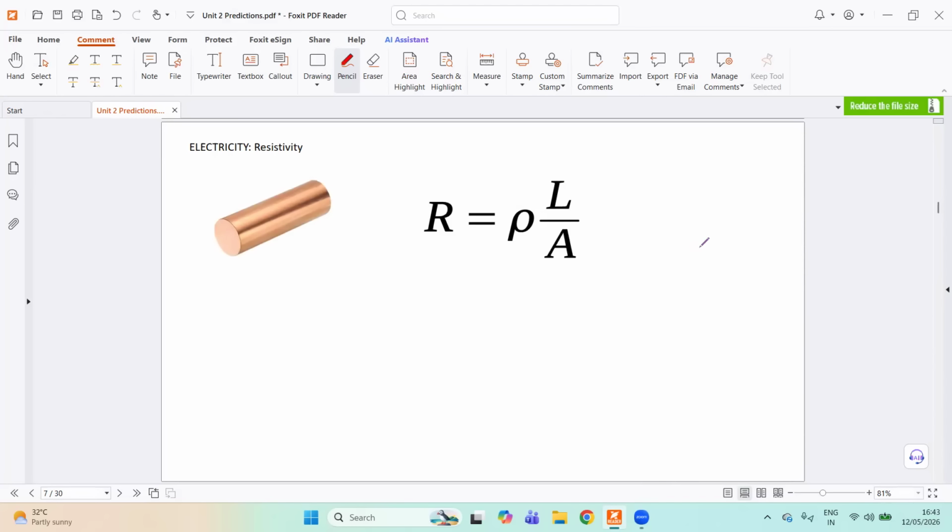Let's move on. Every time you come across the term resistivity in a question, there is literally no other equation other than this one: resistance equals rho L by A. A lot of times, the question does not give you the area. What they give you is the diameter. And since you have already sat for your Unit 1 exam, you should know the equation that links diameter with area. It's pi d squared by 4, right?